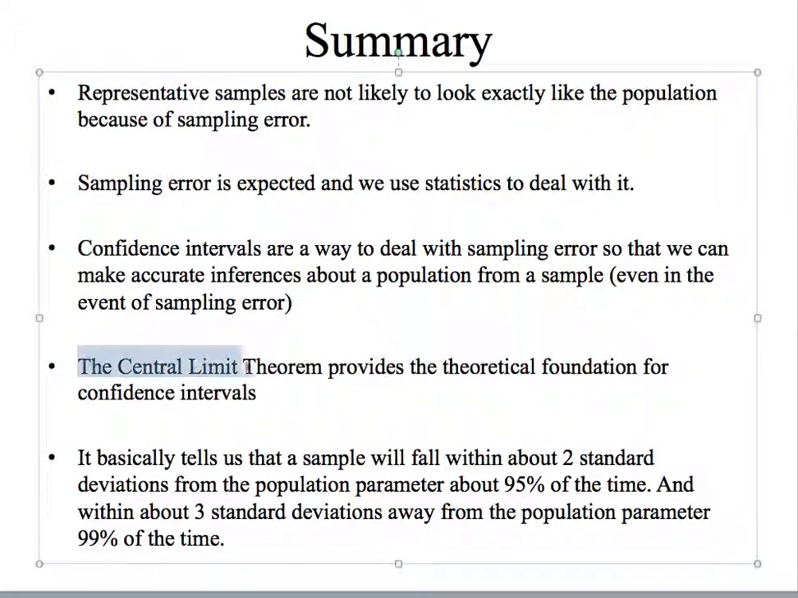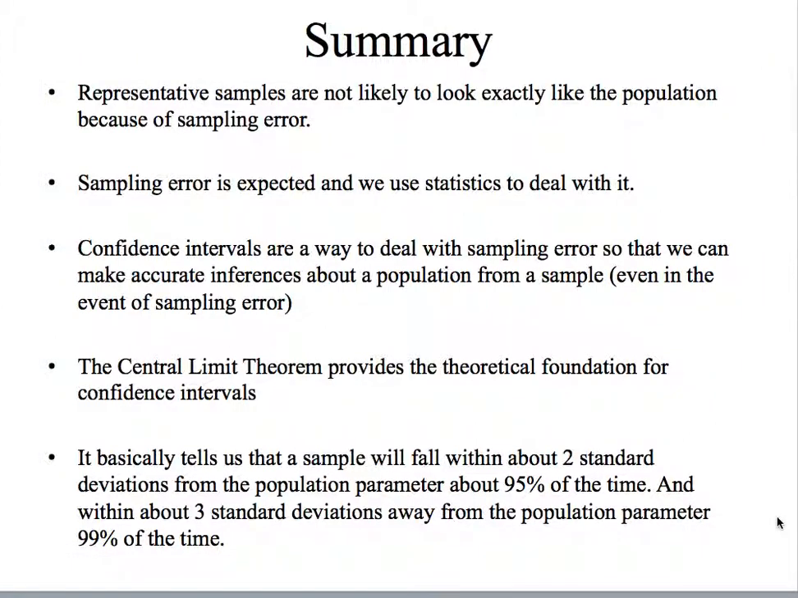Now, the central limit theorem is what provides the theoretical foundation for confidence intervals. In my view, one of the most important results in statistical theory. So the central limit theorem tells us that a sample mean will fall within 2 standard deviations from the population parameter about 95% of the time, and within about 3 standard deviations of the population parameter 99% of the time. In the next lectures, I'm going to show you how to calculate confidence intervals for proportions, means, and how to do that in Excel.